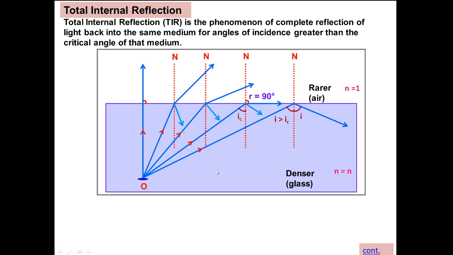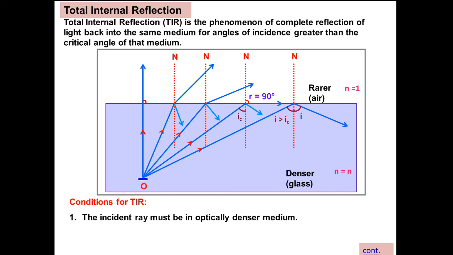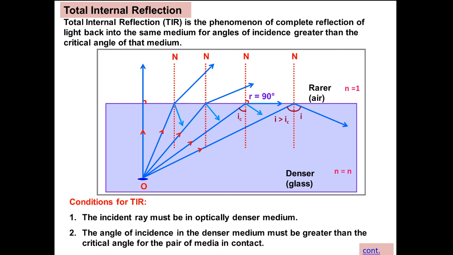So on this observation, we can note down some conditions for TIR. First, the incident ray must be in the optically denser medium, or we can say light must travel from denser to rarer medium, and the angle of incidence in the denser medium must be greater than the critical angle for the pair of media in contact.